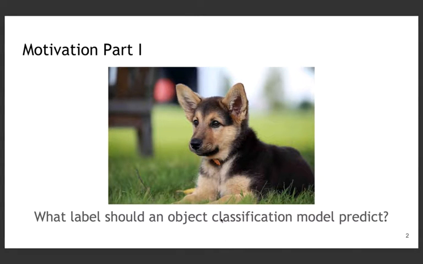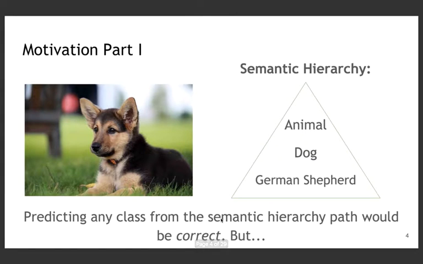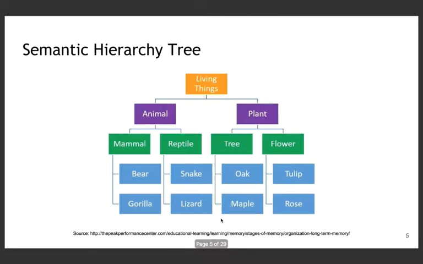Let's take a look at this image here. What should a good object classification model predict? Some of you might say dog, or just animal, or maybe even German Shepherd. And it turns out that all of these options are indeed correct, since animal, dog, and German Shepherd are from a semantic hierarchy. Pretty much any object is part of a giant semantic hierarchy tree, and a specific semantic hierarchy for an object is therefore just a path from the root to the leaf node corresponding to that object.